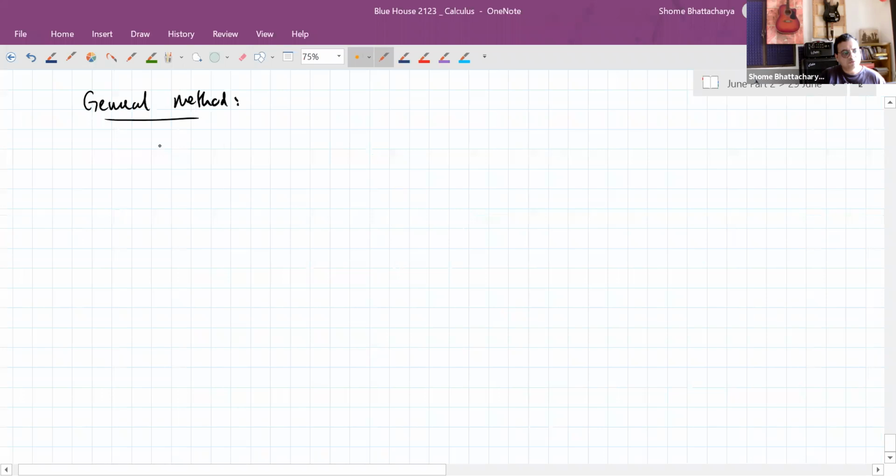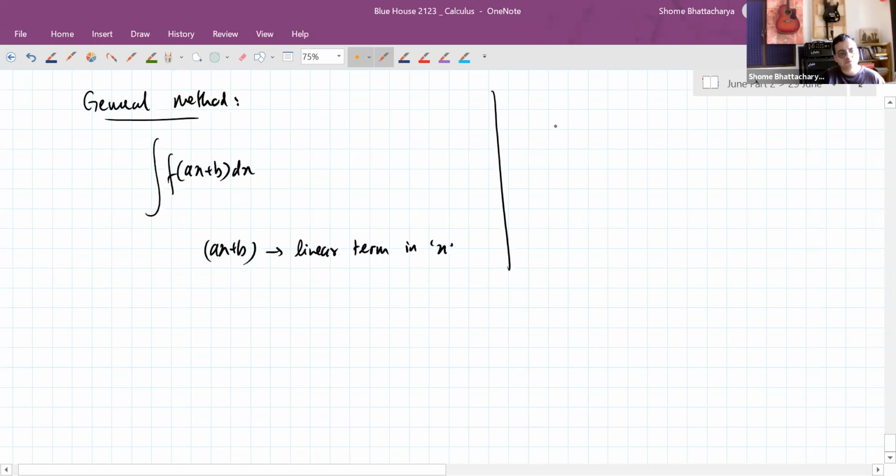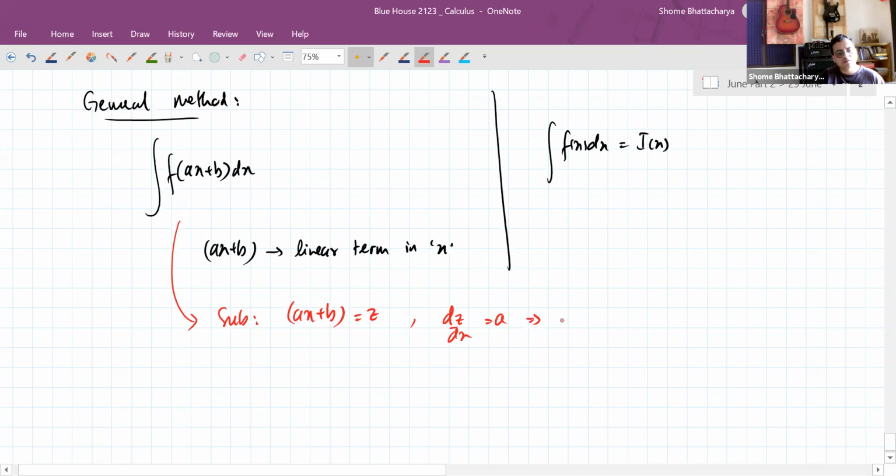general method, so we want to integrate a function which is of a linear term. Okay, so ax plus b is a linear term in x, such that we know that if we just had f(x), its integration is I(x). Okay. So what we do here is we substitute ax plus b as z. So therefore, dz by dx becomes a. So dx can be substituted as dz by a.